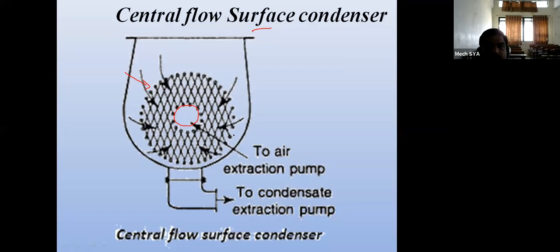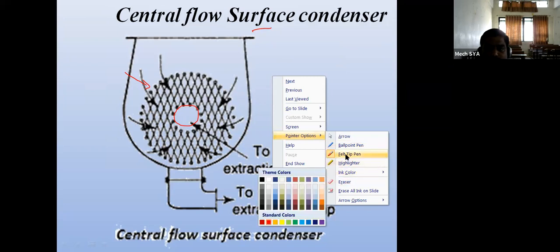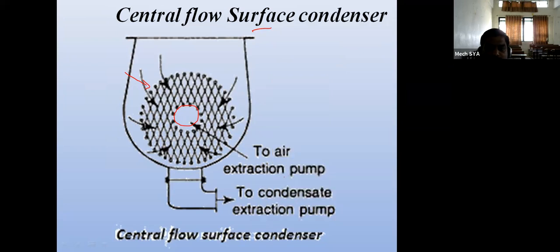Whatever air is coming with the exhaust steam is removed from the center. In this condenser, the steam mixes with the water tubes, the water through the tubes gets heated and is removed from here, maybe by a water outlet pump. And the condensate, by gravity, will fall into this particular bottom area, and with the help of this condensate extraction pump, it is removed. So it is called a central flow surface condenser.